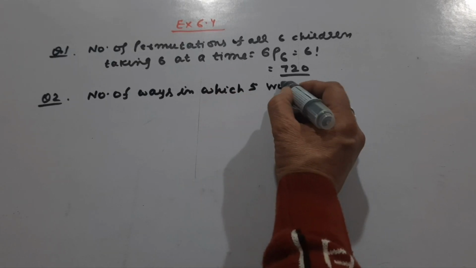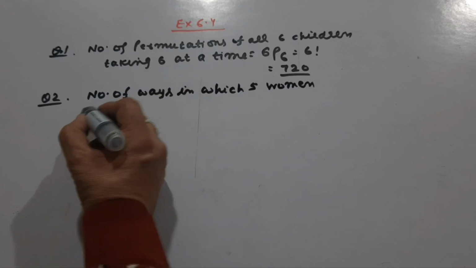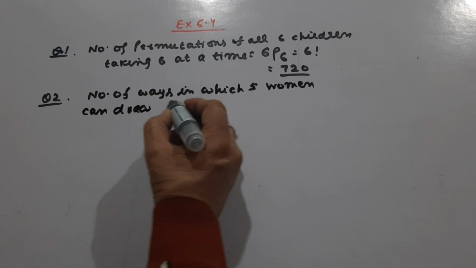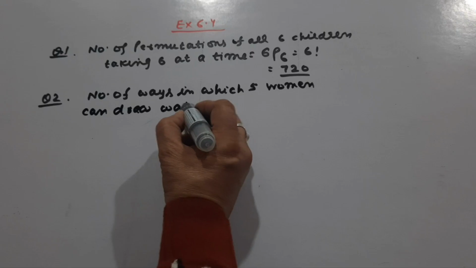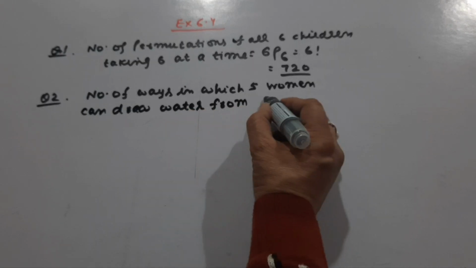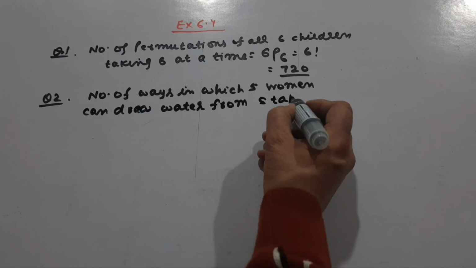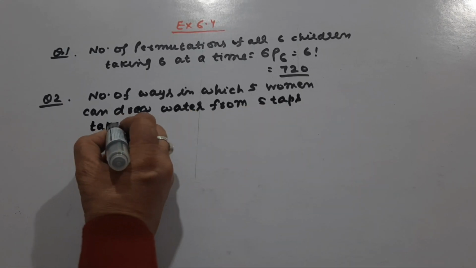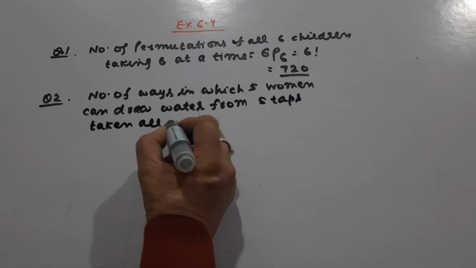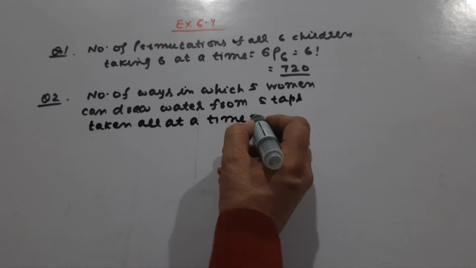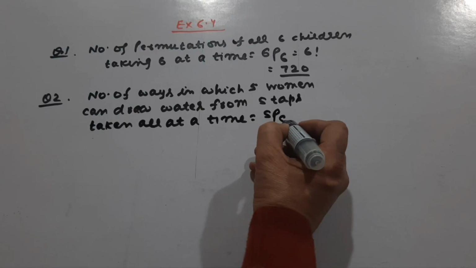5 women can draw water from 5 taps taken all at a time. Taken all at a time is equal to 5P5.